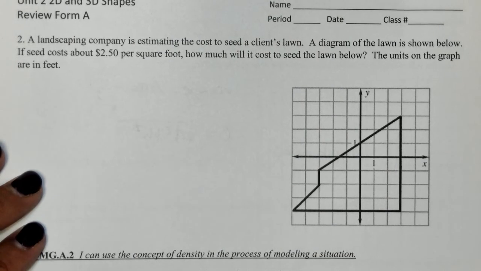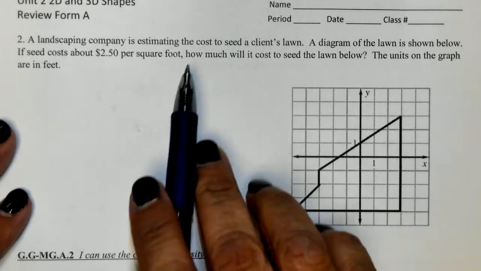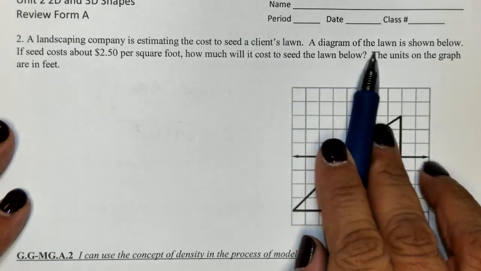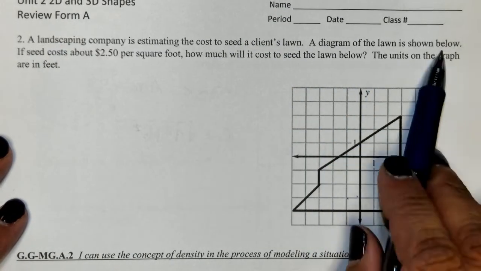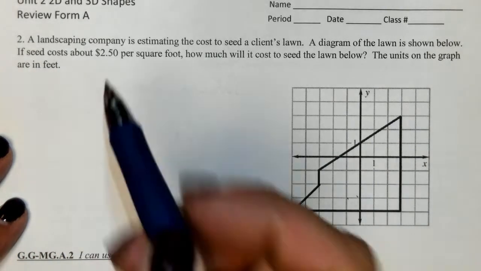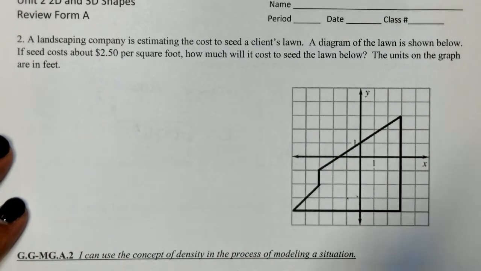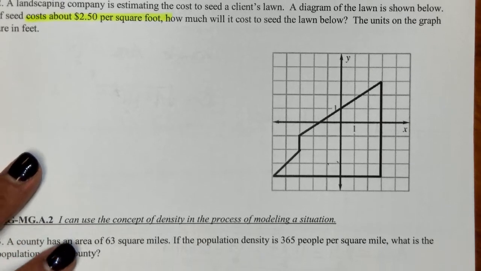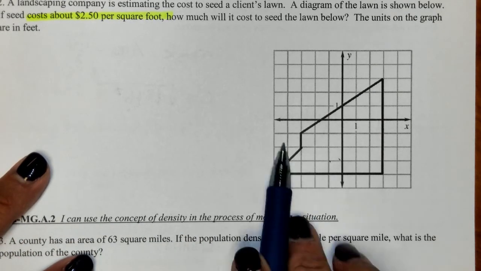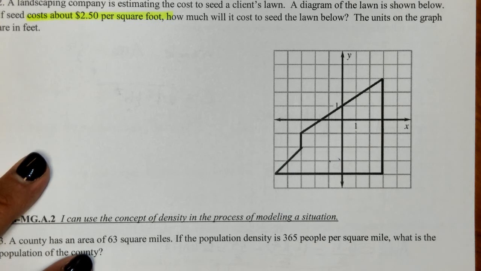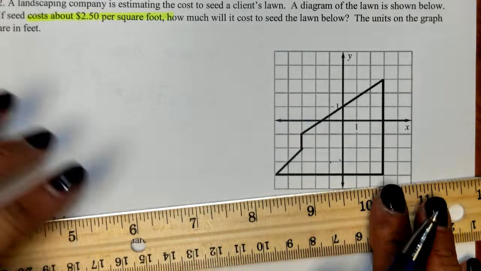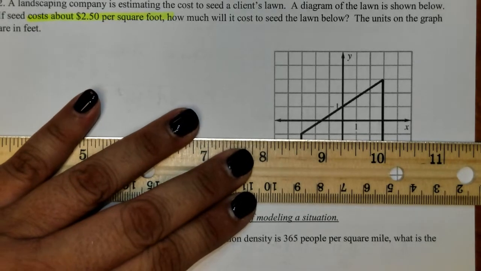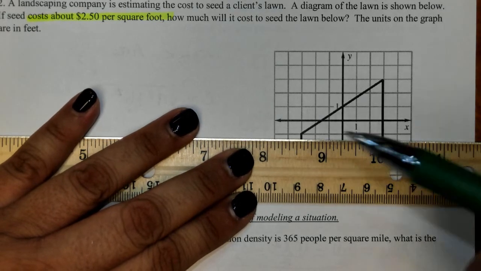So part 2, a landscaping company is estimating the cost to seed a client's lawn. A diagram of the lawn is shown below. Okay, seed costs $250. So what's really significant here is the $250. Okay, so when we do the cost, we're going to use that. Okay, so you go to your diagram, and this particular one's like a puzzle. Okay, and you're going to want to look for the biggest pieces that you can use. Okay, so I'm going to grab my ruler, and I'm going to come in here, and I realize that this is one triangle I want to use.